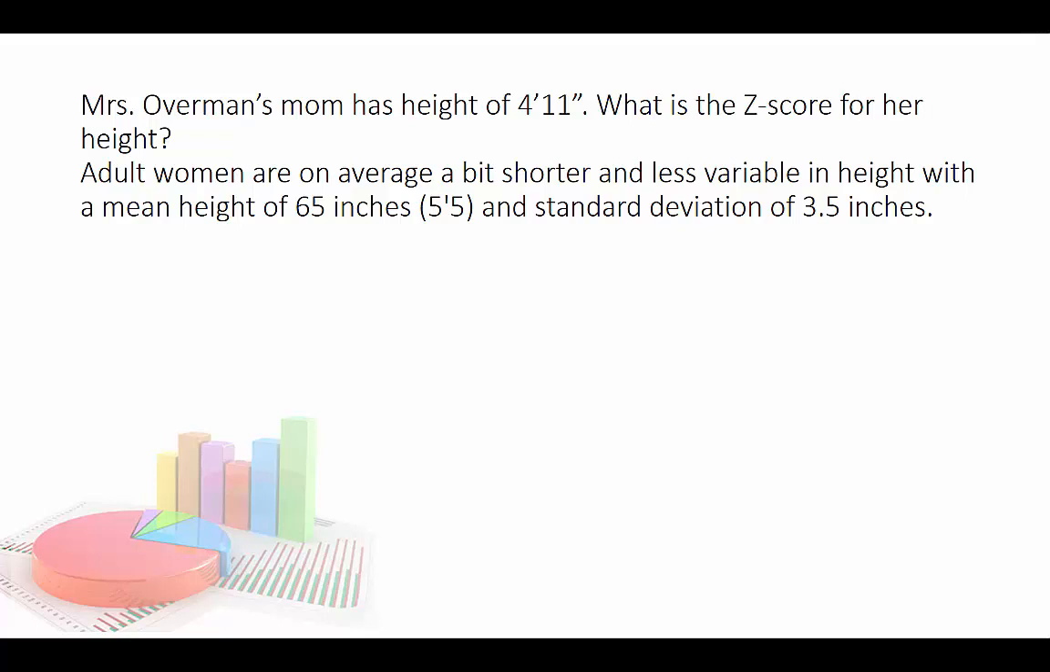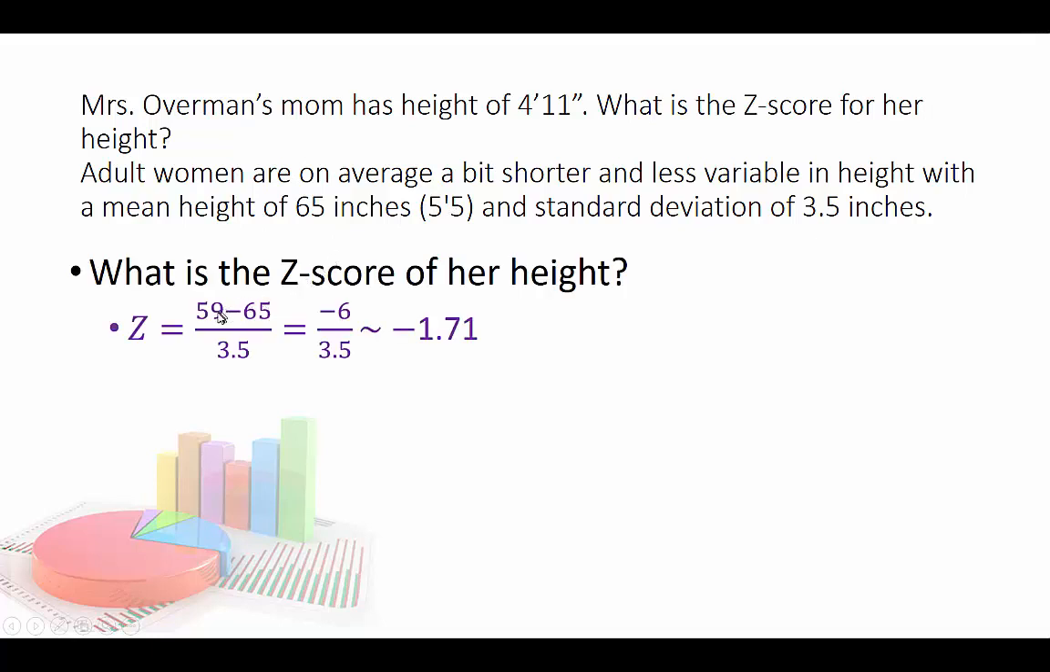So let's go ahead and do some examples. My mom's height: she is 4'11". What's the z-score for her height? Again, I'm going to refer back to the information on adult women. Her height, 4'11", is 59 inches, minus 65, which is the average, divided by 3.5: negative 6 divided by 3.5, or negative 1.71.